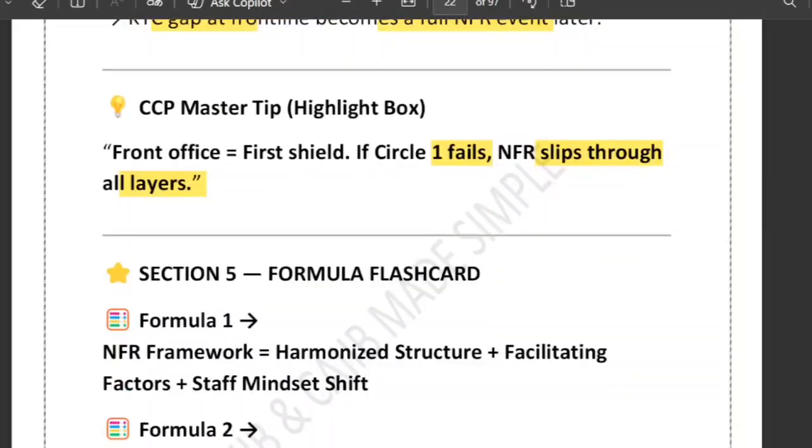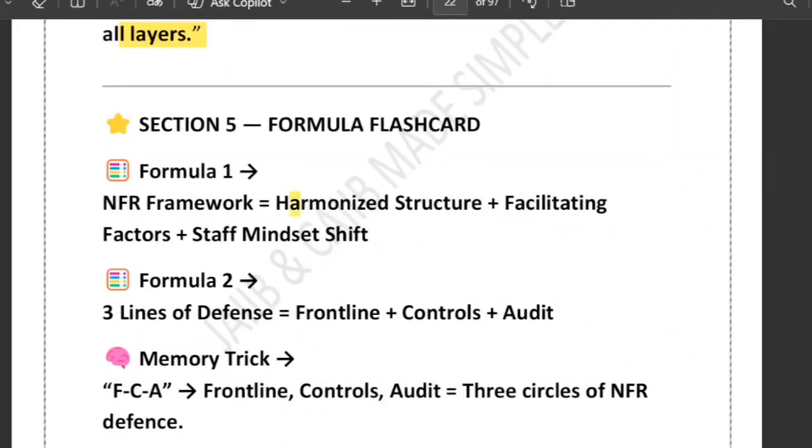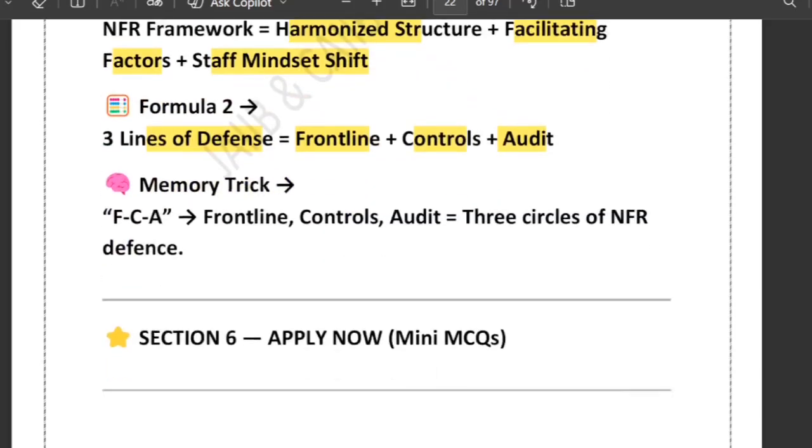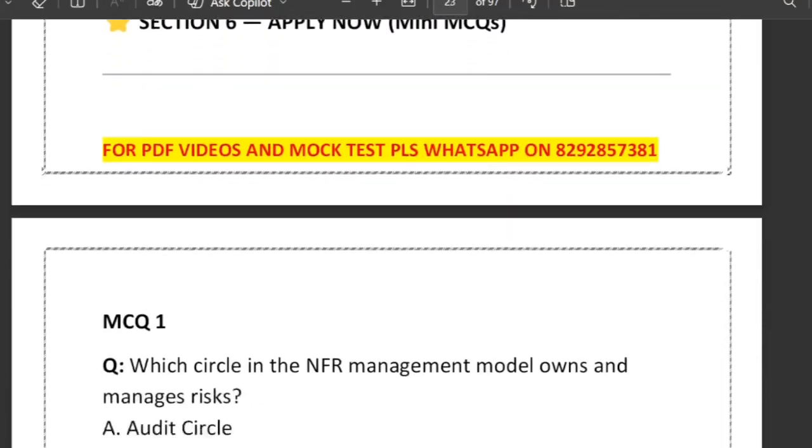So what is the formula flashcard? NFR framework means harmonized structure plus facilitating factors plus staff mindset shift. 3 lines of defense: front line, control, and audit. Right? Front line, control, audit, FCA. This way you can remember.